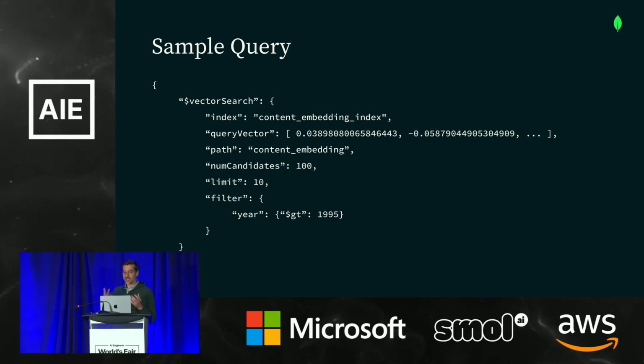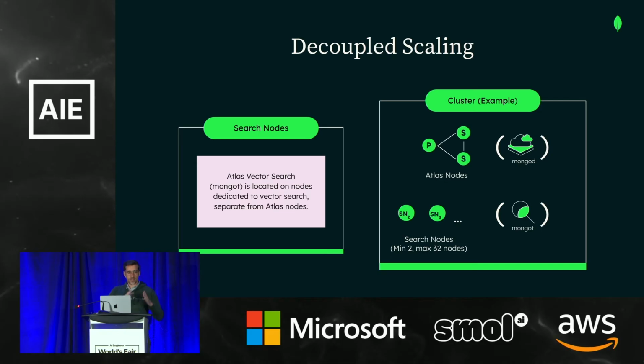And then finally, you can use a filter. And this filter is basically a pre-filter. So as we traverse this graph, we'll allow you to kind of fetch the documents and filter out the ones that are less relevant for your specific query. So that is vector search capability.